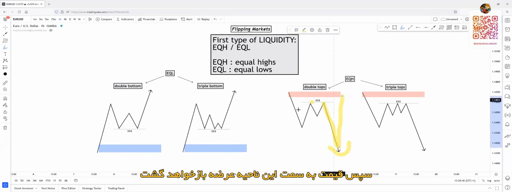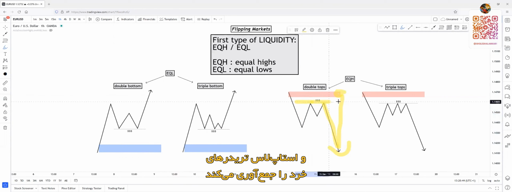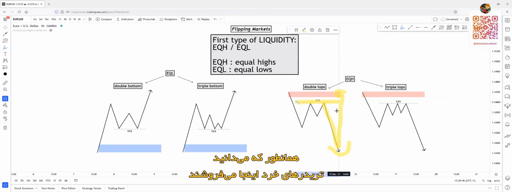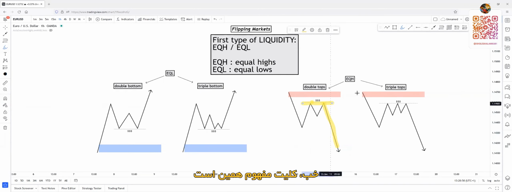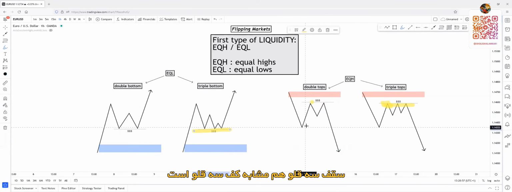After this, price will come back and tap into a supply zone, sweeping all of the retail traders' stop losses. Retail traders sell here, as you know. And yeah, that's basically all. You have triple taps also, which is the same as the triple bottoms.